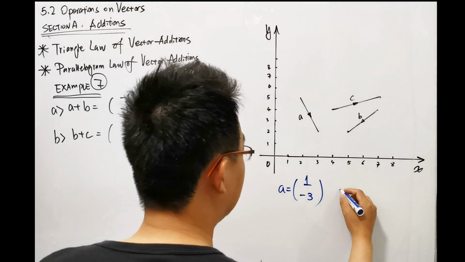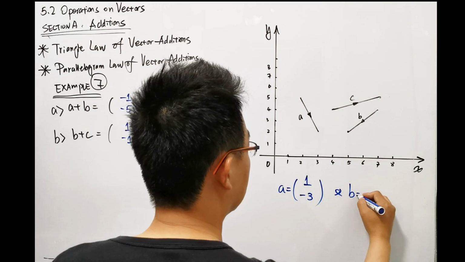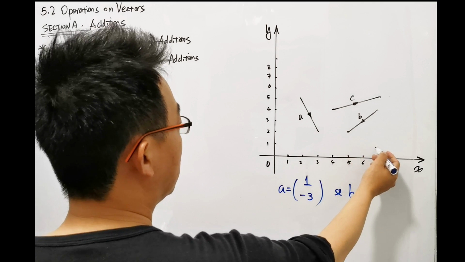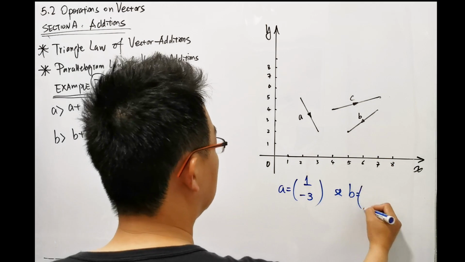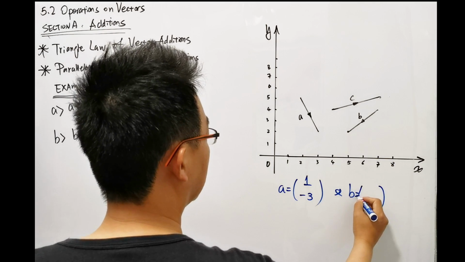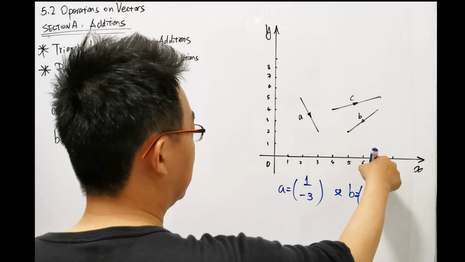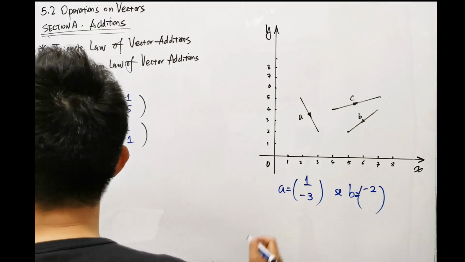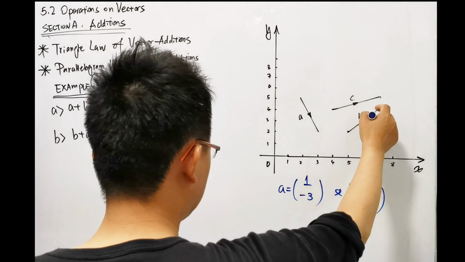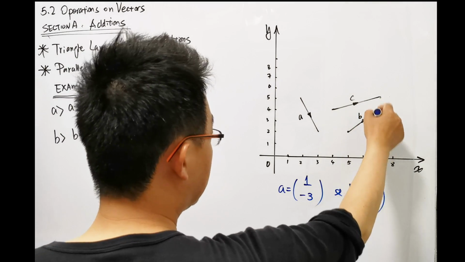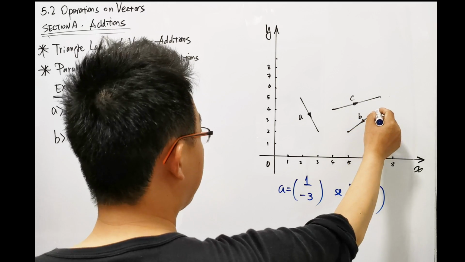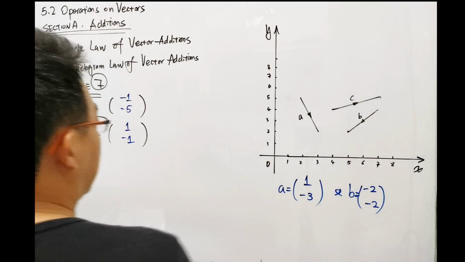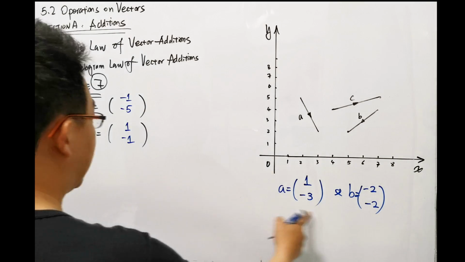And for B, basically this is going downwards 2 units, and 2 units to the left, so it's minus 2. At the same time we also have 2 units downwards from this initial point to this terminal point, so it's minus 2 downwards. So now we have the column vectors for A and B.